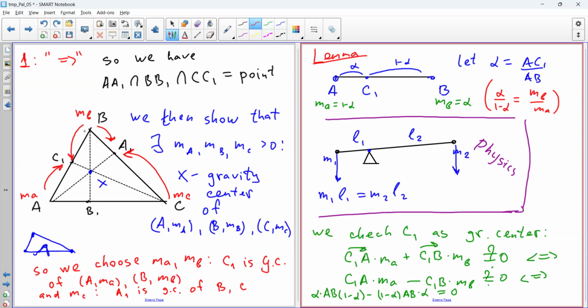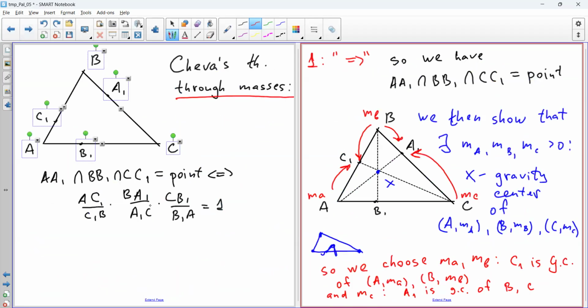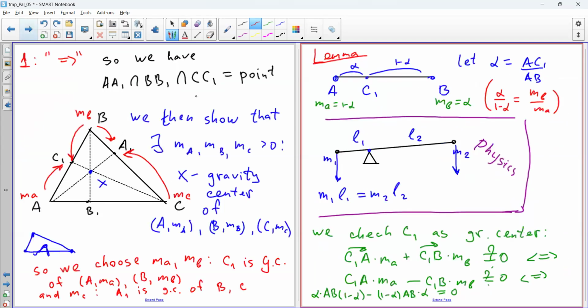But then it becomes very observable why, if we have the point, we have the product equal to 1. So at least these two ratios, AC1 to C1B, would be just MB to MA. This ratio would be just MC to MB. So technically, if all three of them would be ratios of masses, we easily can see that the product would be 1. But what we don't have now is the ratio here equal to masses. We still don't know if it is really the ratio of the masses.